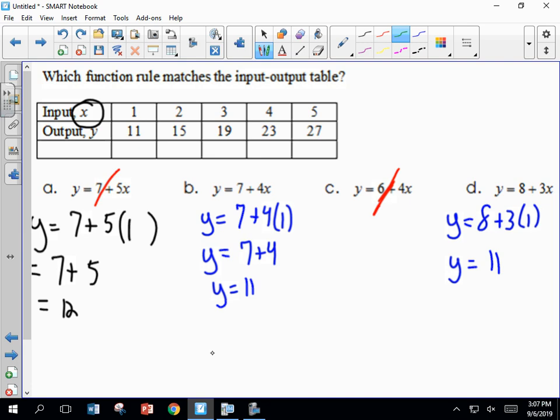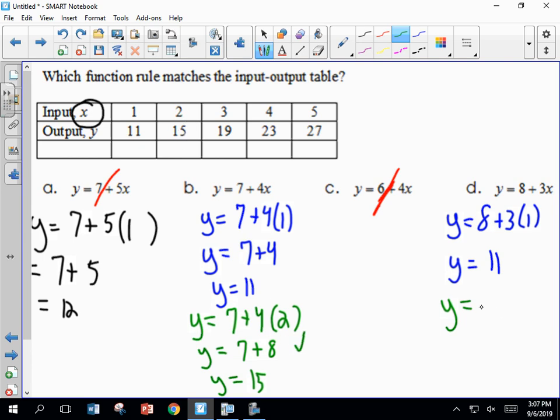So I'm going to do a second input. I'm going to try 2. So when I plug in 2, 7 plus 4 times 2 is 7 plus 8. y equals 15. All right, good. When I put in an input of 2, it gave me an output of 15, so that is good. So let's check this one.